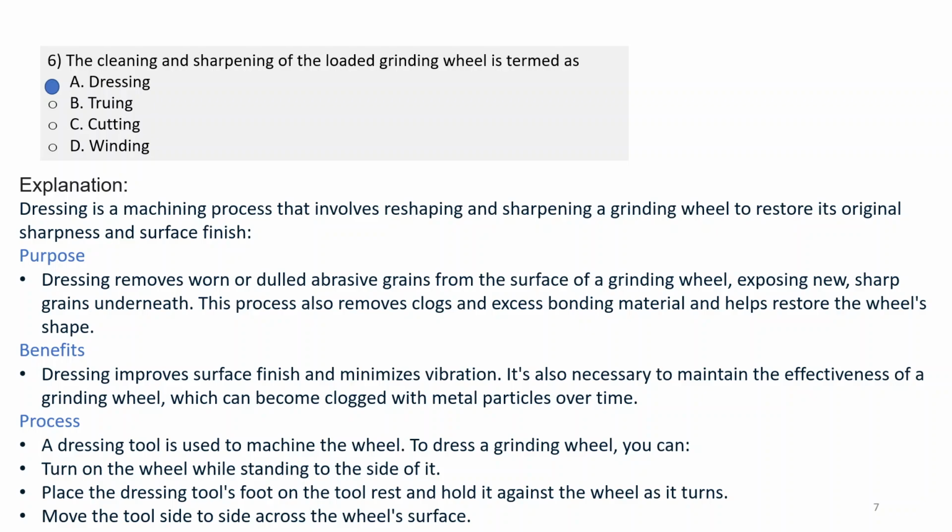The process: the dressing tool is used to machine the wheel, and to dress a grinding wheel you can use these steps. First you have to turn on the wheel while standing to the side of it, and place the dressing tool's foot on the tool rest and hold it against the wheel as it turns. You have to move the tool side to side across the wheel's surface.